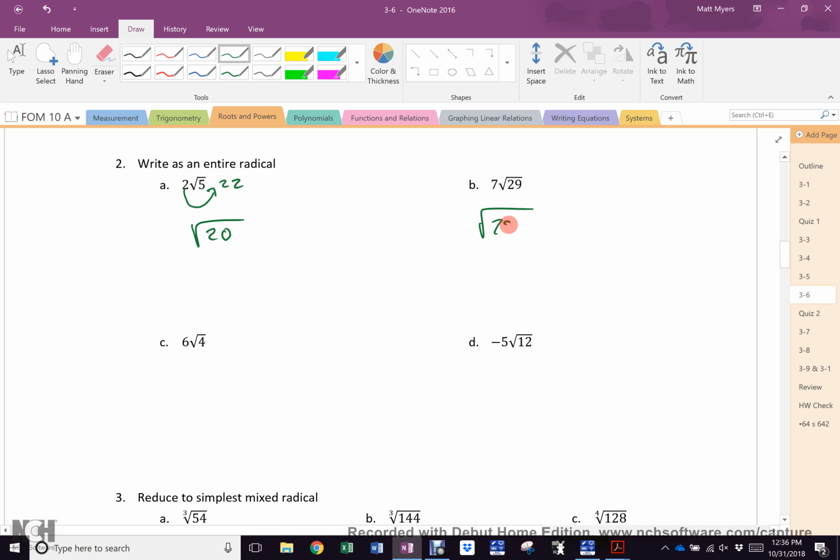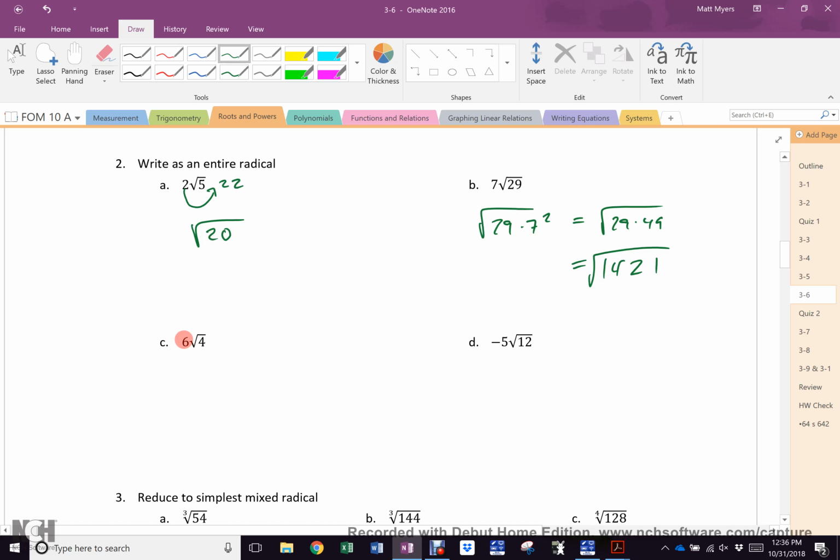So it's 29 times 7 squared, which is 29 times 49, which is 1,421. Yeah, I got that too. How are you doing this? If there's a 2 out there, there had to be 2 2s under there, so they could have come out. Well, there's already a 5 under there. So 5 times 2 is 20.